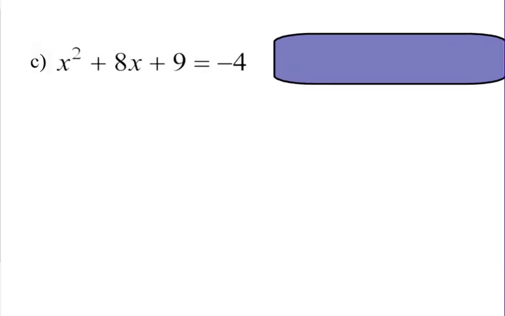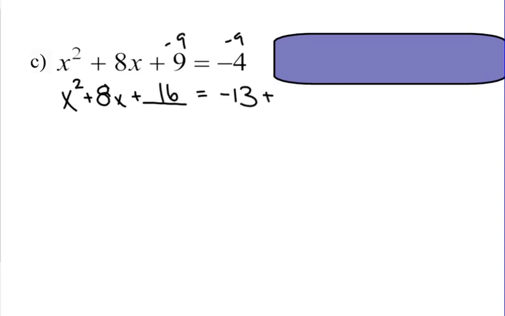Our next example, so again, we want to get it into that x squared plus bx is equal to c. So x squared plus 8x plus our unknown number is equal to, well, if I subtract 9 from both sides, I'm going to have negative 13. My half of the middle is going to be 4. 4 squared is 16. So I'm going to add that to both sides.